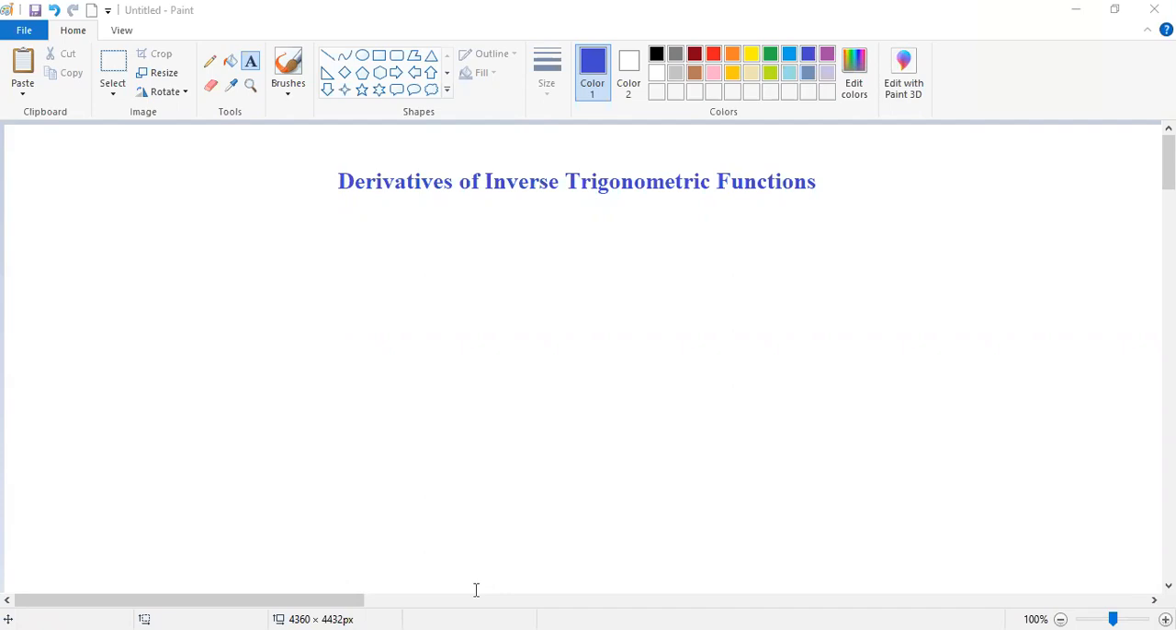First one, sine inverse. If we have sine inverse of u, then the derivative of sine inverse u with respect to x is equal to 1 over the square root of 1 minus u squared, multiplied by the derivative of u with respect to x.